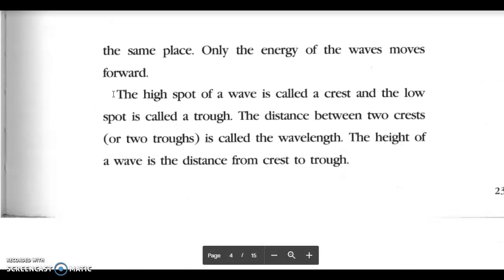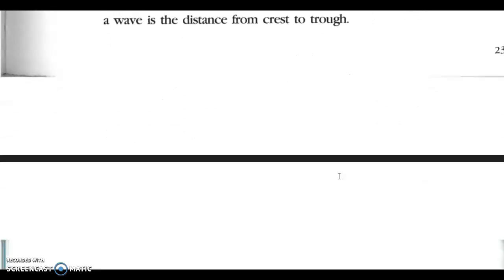All right, this paragraph here. The high spot of a wave is called a crest, and the low spot is called a trough. The distance between 2 crests, or between 2 troughs, is called the wavelength. The height of a wave is the distance from crest to trough.